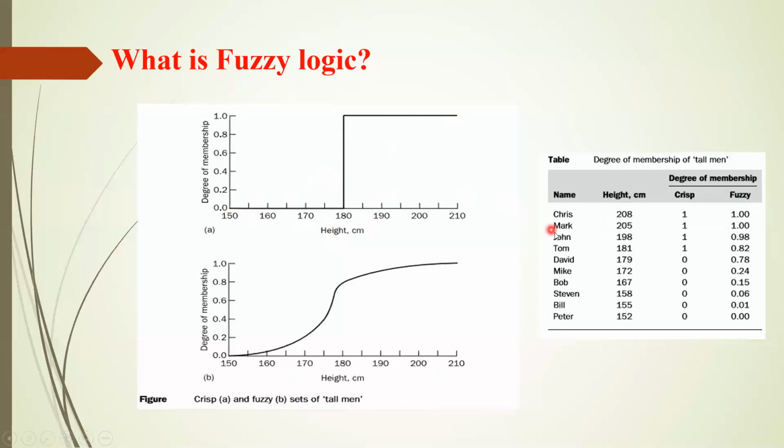So we can see that David, who is 179 centimeters tall, which is just 2 centimeters less than Tom, no longer suddenly becomes a not tall man. Now David and other men are gradually removed from the set of tall men according to the decrease of their heights.